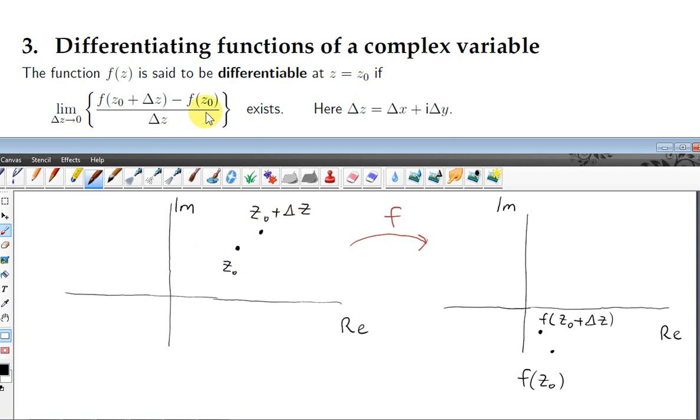So this definition is very similar looking to the definition of the derivative of a real valued function at some value. Well, we're calling it z0 here, but if we're talking about a real valued function, we would replace z0 with, say, x0.